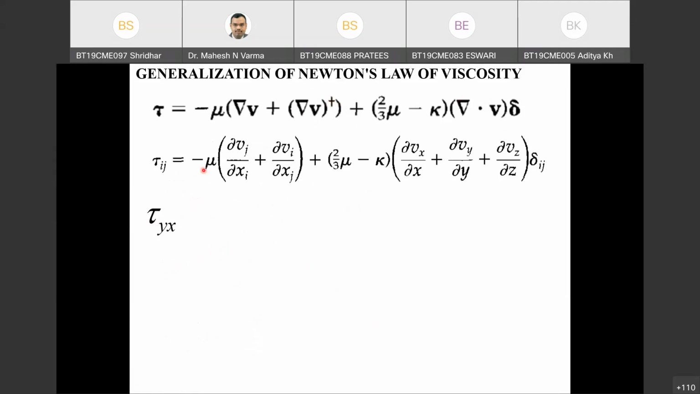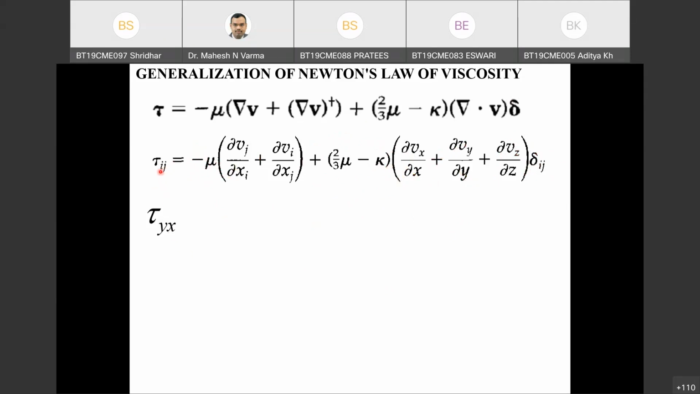I will get minus mu (dvj by dxi plus dvi by dxj) plus (2 by 3 mu minus k)(dvx by dx plus dvy by dy plus dvz by dz) into delta ij. So this is what I will get, the generalized Newton's law of viscosity, where this represents one viscosity coefficient, which is equal to a, and this represents another viscosity coefficient, which is equal to b. Okay, so now what is tau yx equal to?